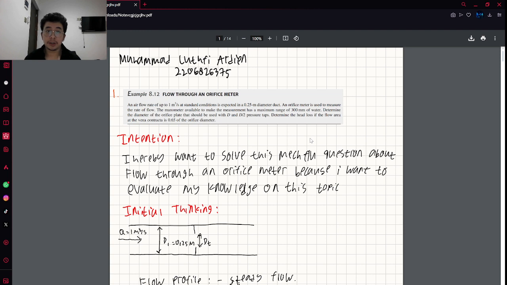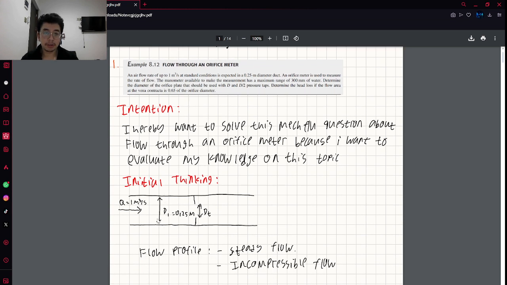Hello, my name is Luthfi Ardien, and today I'm going to be reviewing yesterday's UAS of mechanical fluids. So let's just get started. First, the question talks about an orifice meter. Basically, it's airflow up to 1 cubic meter per second at standard condition, expected of a 0.25 diameter duct. So basically, this is the diameter of the pipe, the big area, which is 0.25.